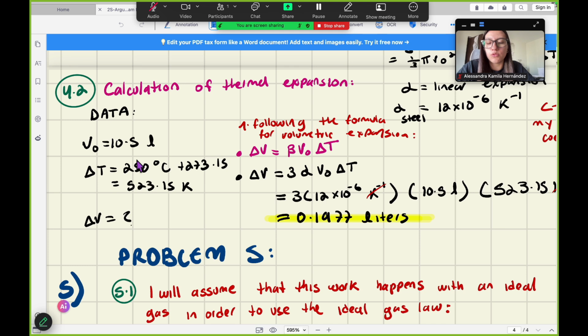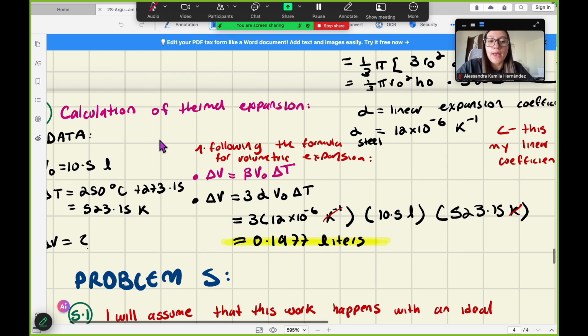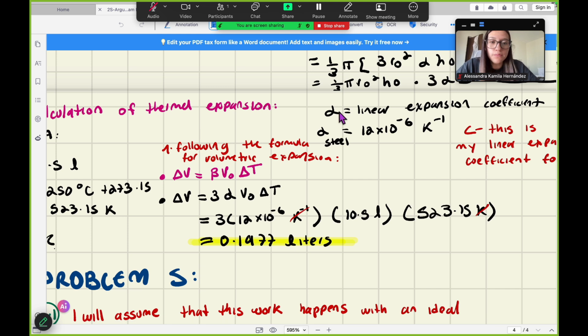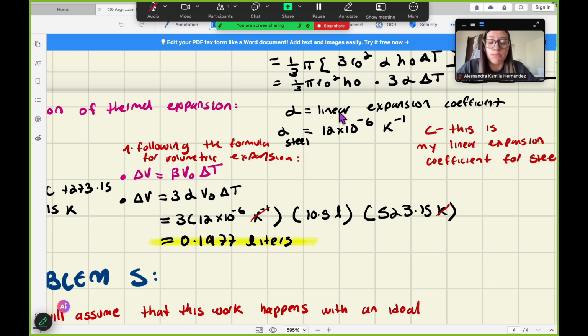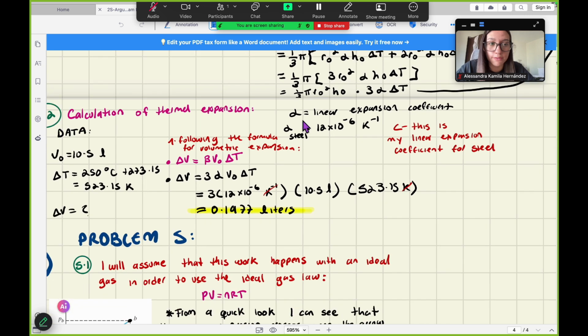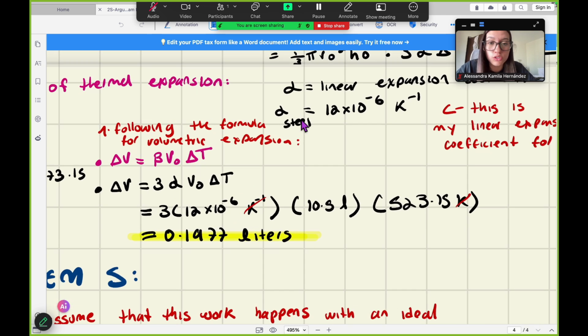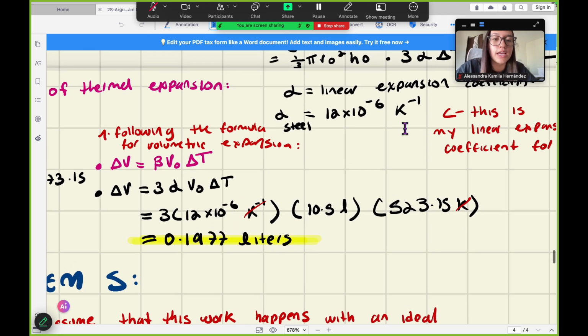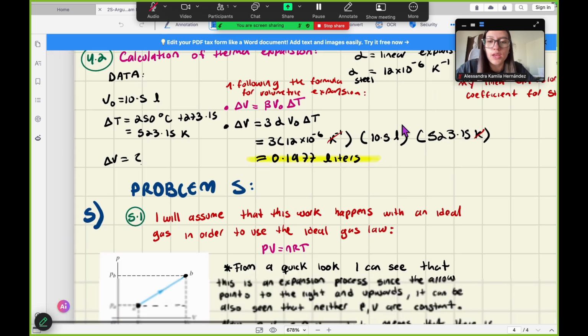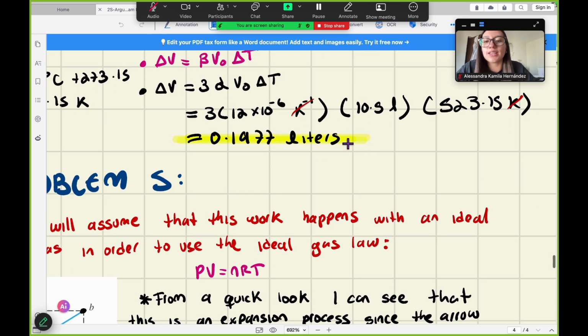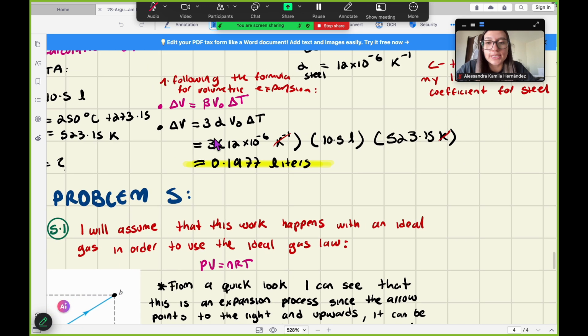Now the second subsection of problem 4 is giving me some data to use this formula. It's giving me the temperature in Celsius, and I need to change it to Kelvin, so I changed that, and it's giving me my initial volume in liters. That's okay. And of course I know my linear thermal expansion coefficient, because of some tables I found in my notes, and I know it's 12 times 10 to the power of negative 6. So I only substitute those values, and at the end I get this delta volume.